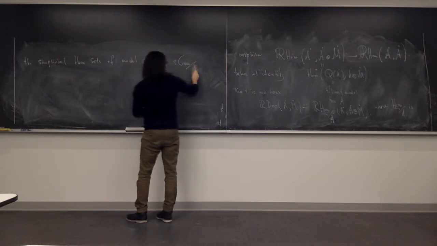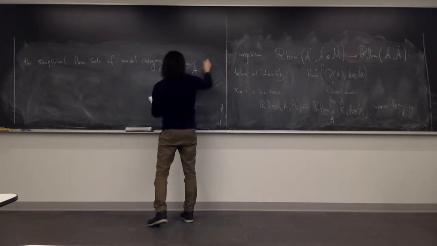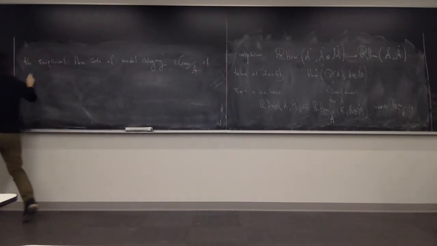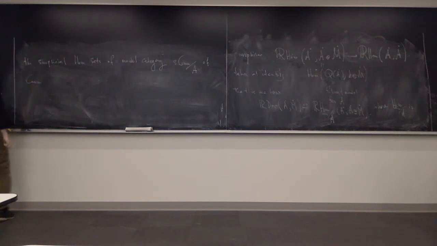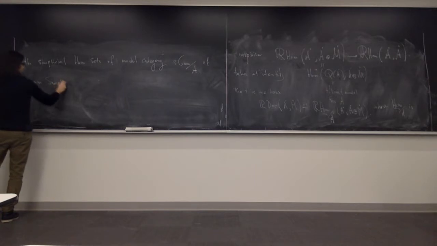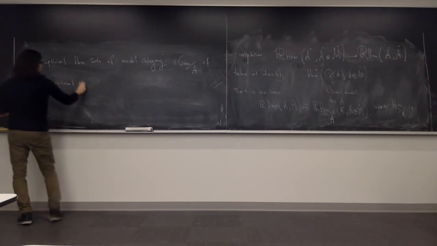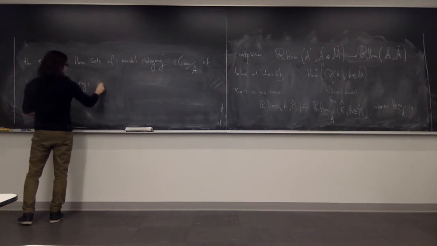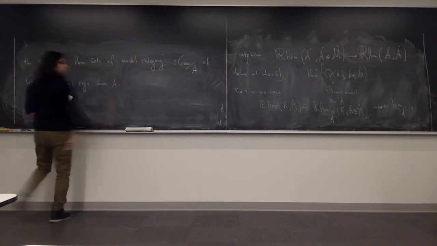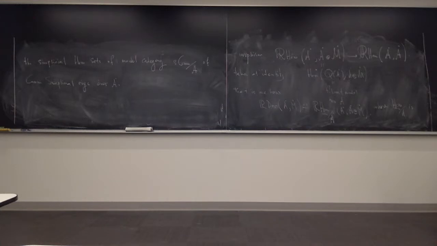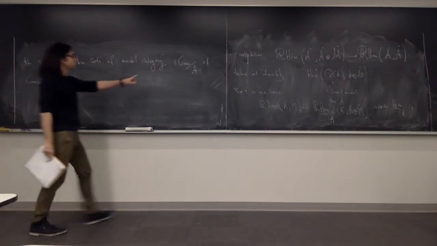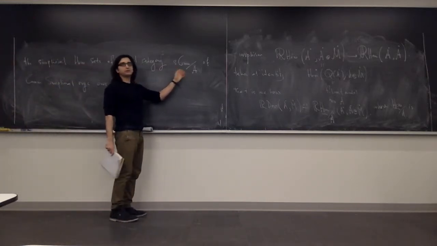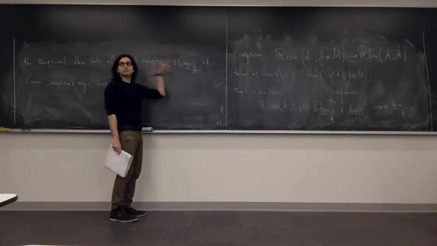S commutative over A of commutative simplicial rings, whatever, over A. Whenever we use this notation, it means that we are looking at the category of objects which all have an arrow, a morphism to a given object.